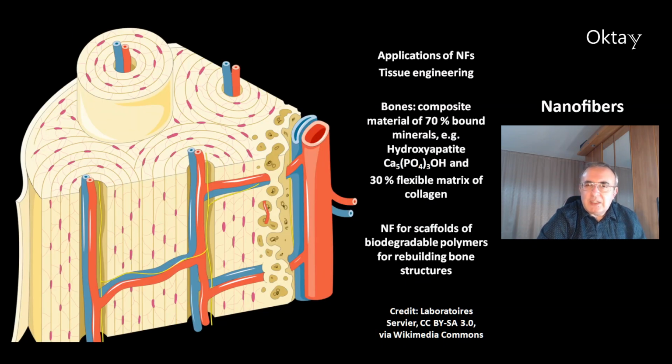This is one of the applications of nanofibers for tissue engineering. This is a nice picture of the structure of bones. Bones are composite materials of 70% bound minerals, for example, hydroxyapatite, calcium phosphate hydroxide, and 30% flexible matrix of collagen. And you can use nanofibers for scaffolds of biodegradable polymers for rebuilding of bone structures.